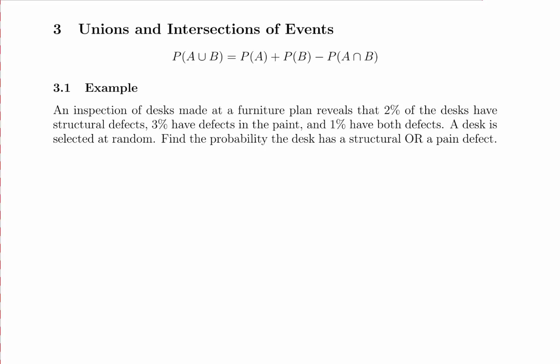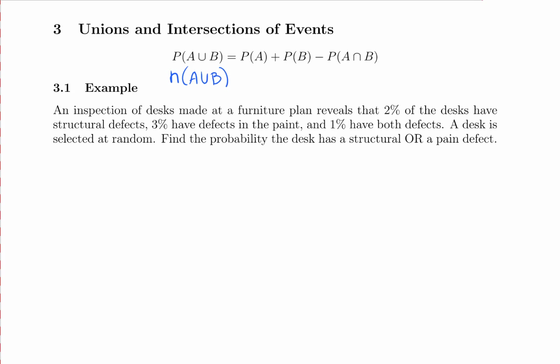Alright, let's continue our discussion of probability by looking at unions and intersections of events. The formula that we have right here says that the probability of the union of two events, A and B, is going to be given by the probability of A plus the probability of B minus the probability of the intersection.